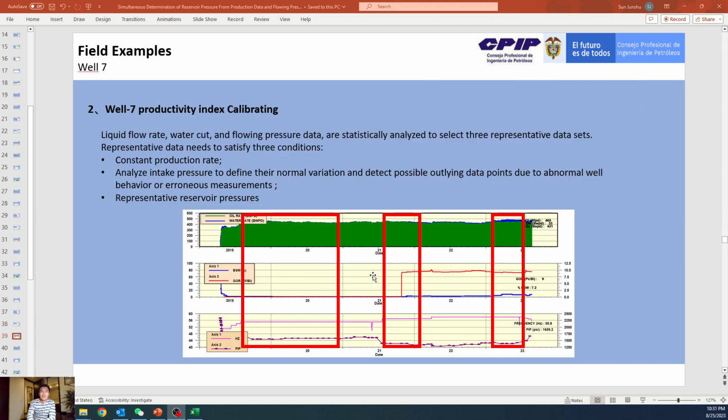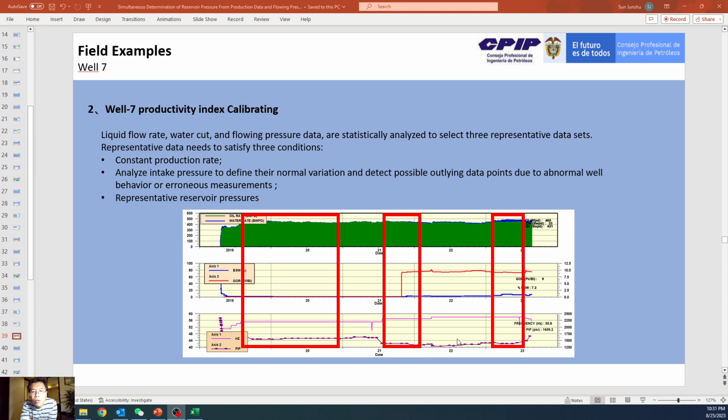Now we select another three consistent producing periods. The first is from July 2019 to November 2020. The flow rate is at 460. ESP frequency keeps consistent at 55 Hz. Intake pressure is consistent with a slight decline rate.